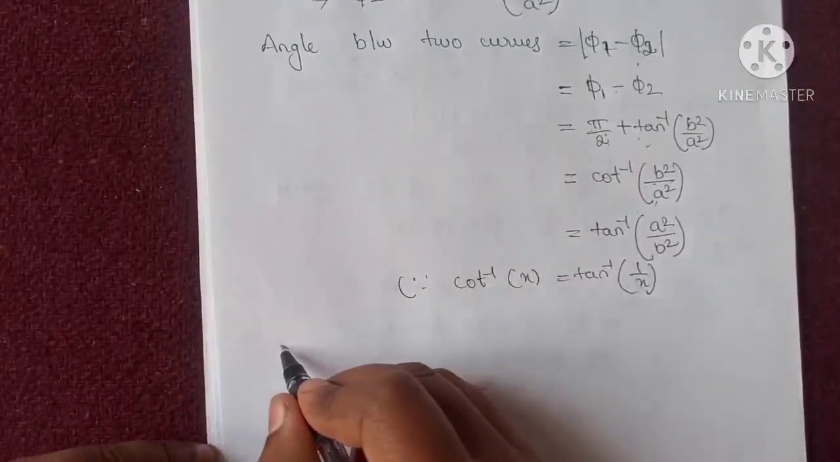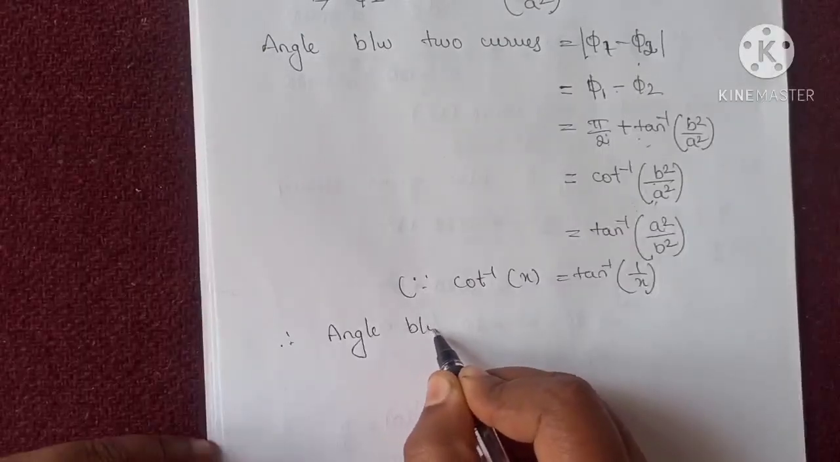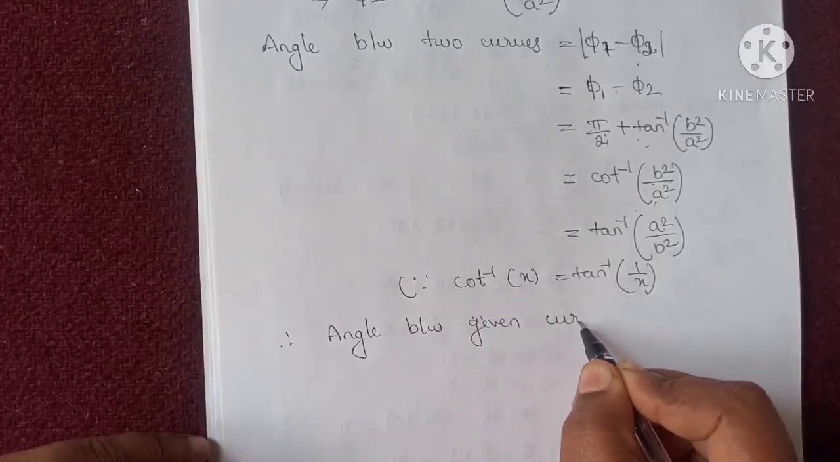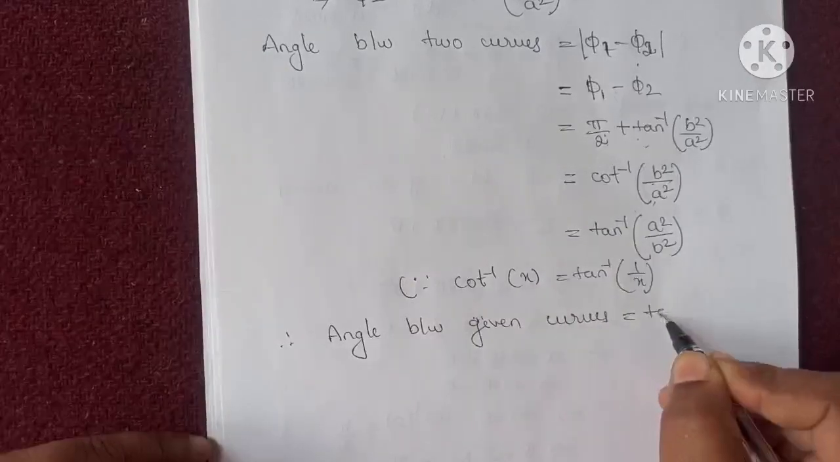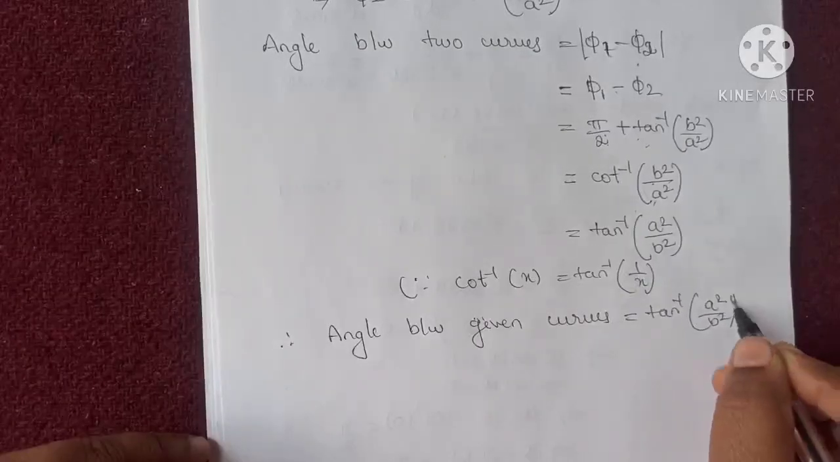Therefore, the angle between the given curves is equals to tan inverse of a square divided by b square. So, which is the proof.